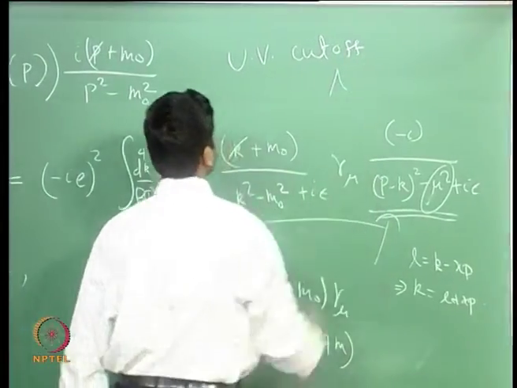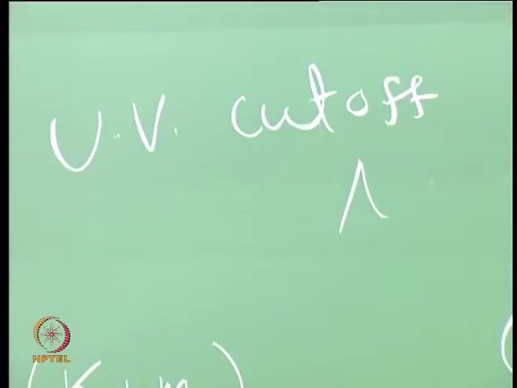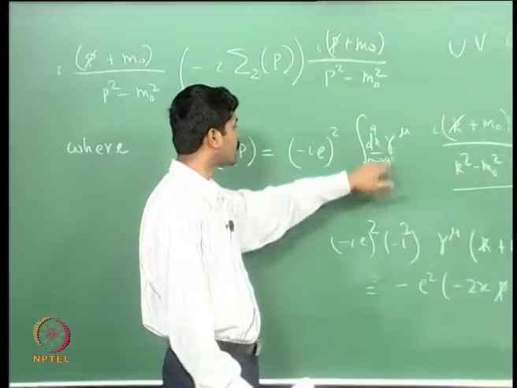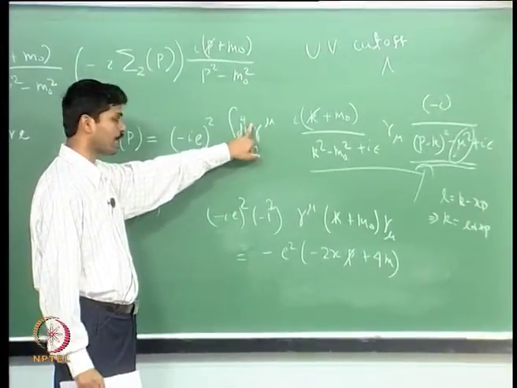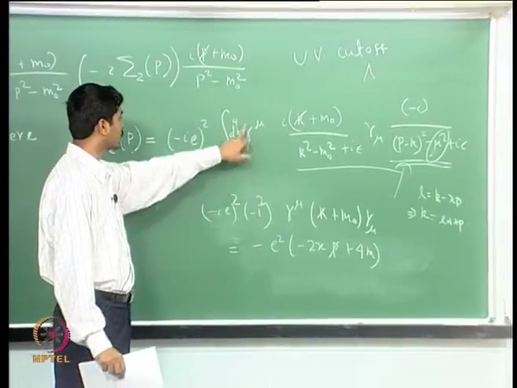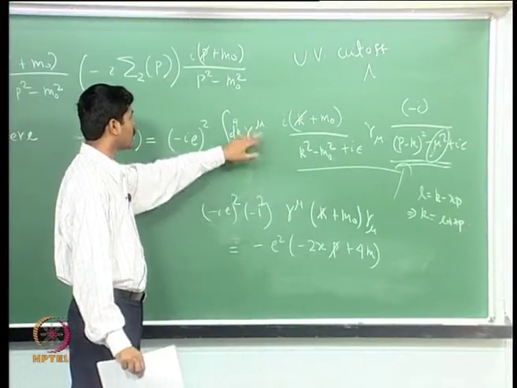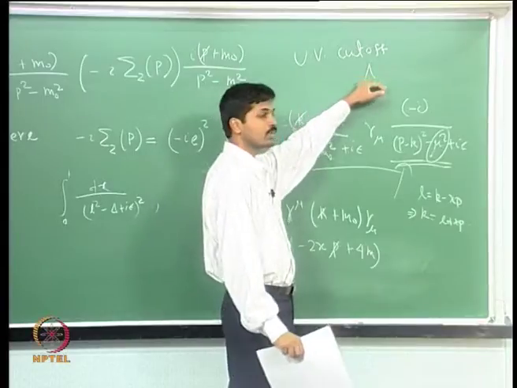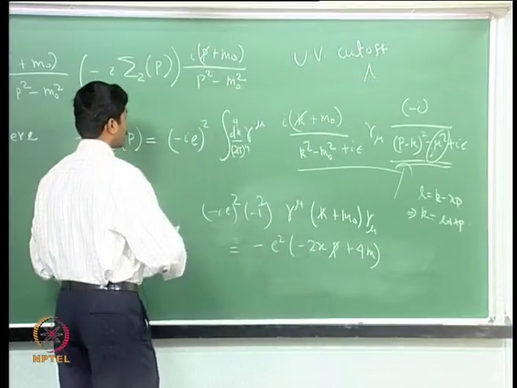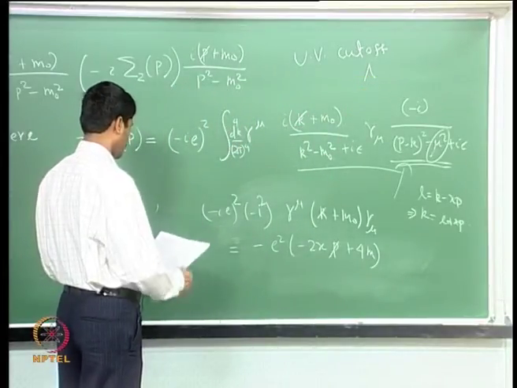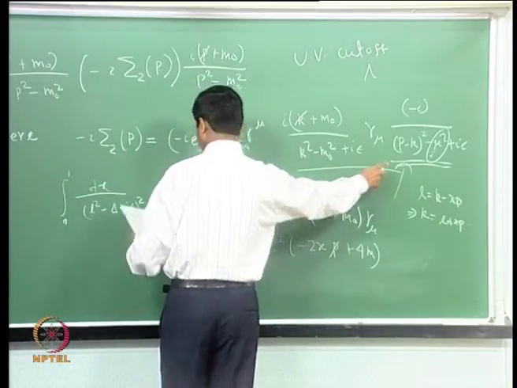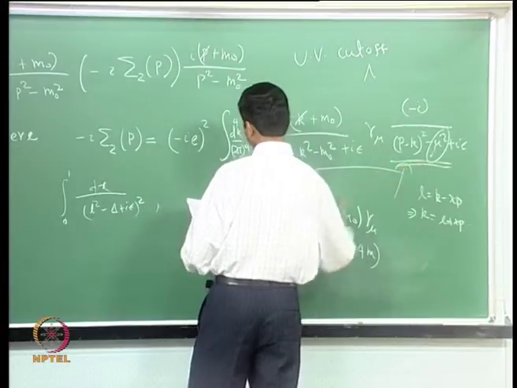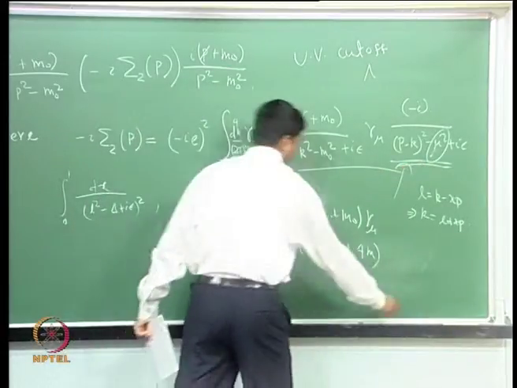cutoff is denoted by lambda. So, instead of taking all values of k, we will take the integration variable k only up to the value lambda. So, this amounts to replacing this photon propagator here.